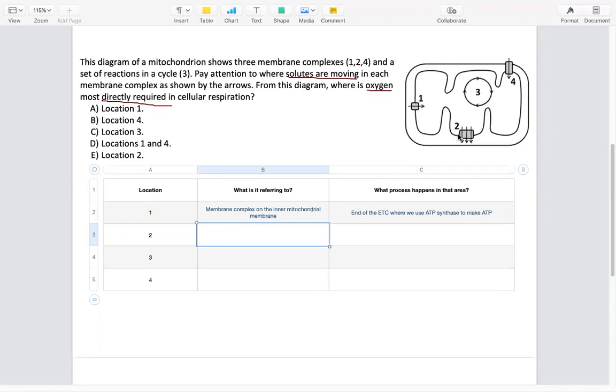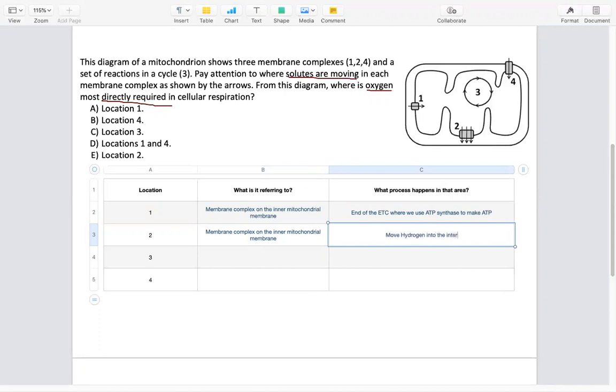And then we go to location 2. So what's location 2? This is, again, a membrane complex on the inner mitochondrial membrane, but now it's pushing the solutes out, right? So what's pushing it out? This is when we move hydrogen into the intermembrane space, right? All right, then we have location 3.